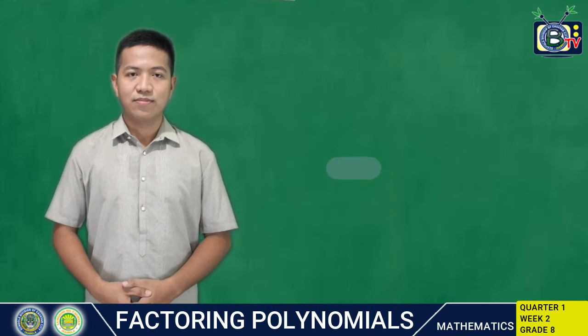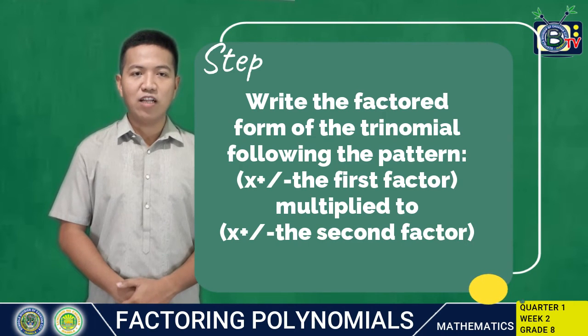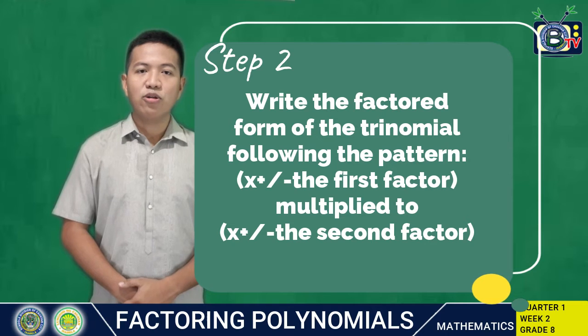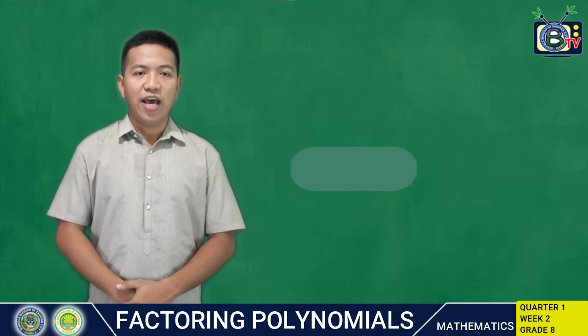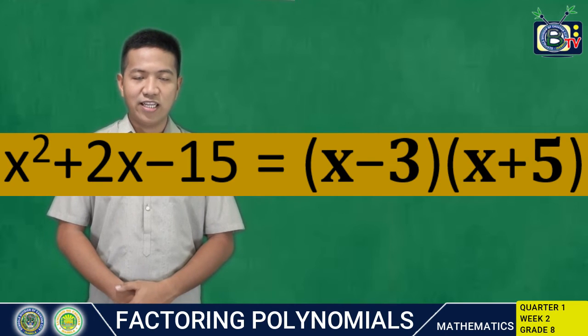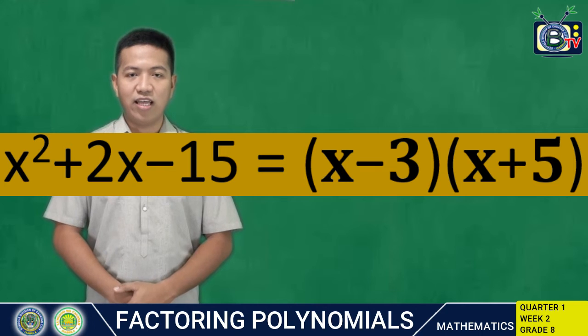Step 2. Write the factored form of the trinomial following the pattern: quantity x plus or minus the first factor multiplied to quantity x plus or minus the second factor. x squared plus 2x minus 15 is equal to quantity x minus 3 multiplied to quantity x plus 5.